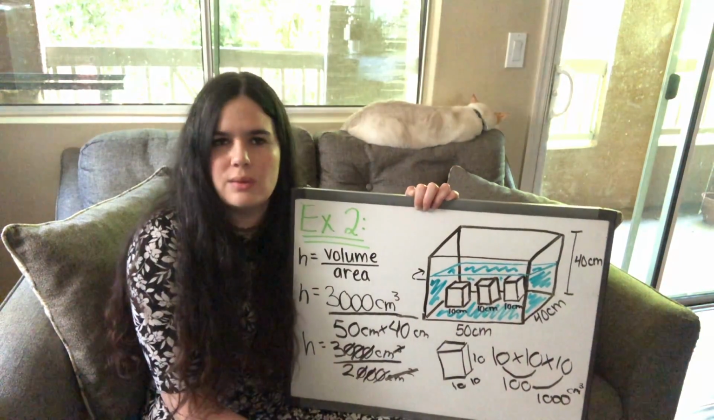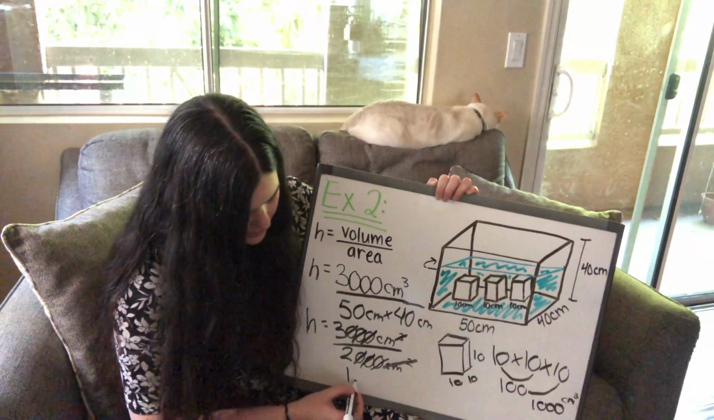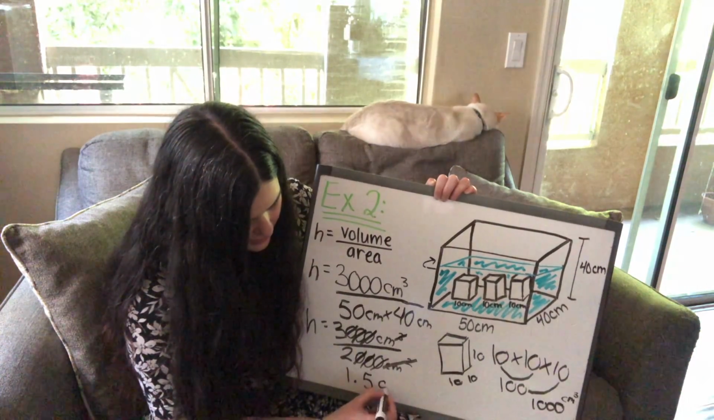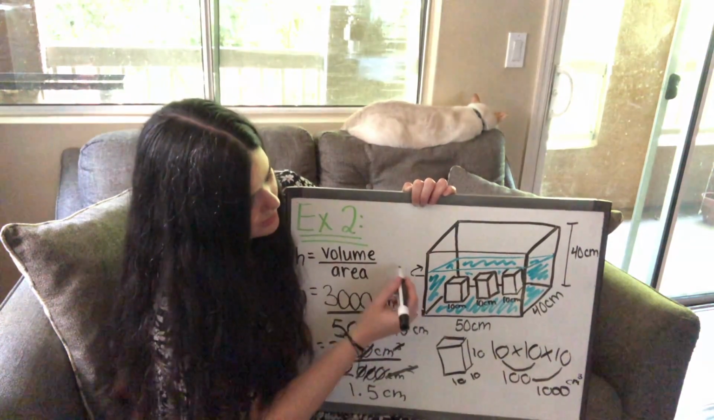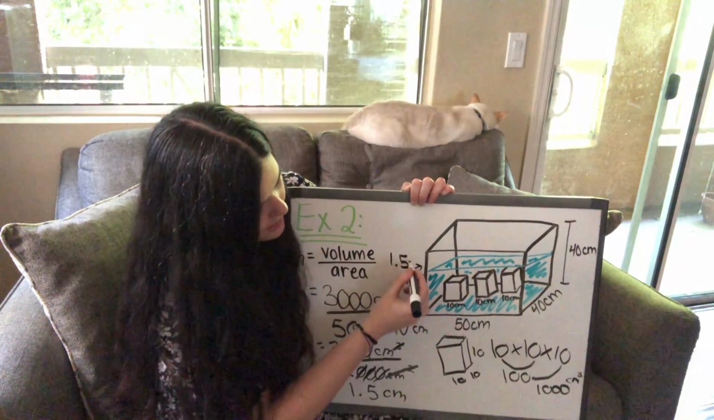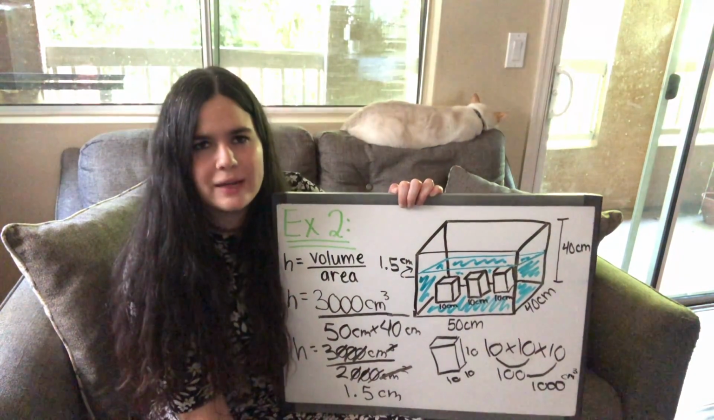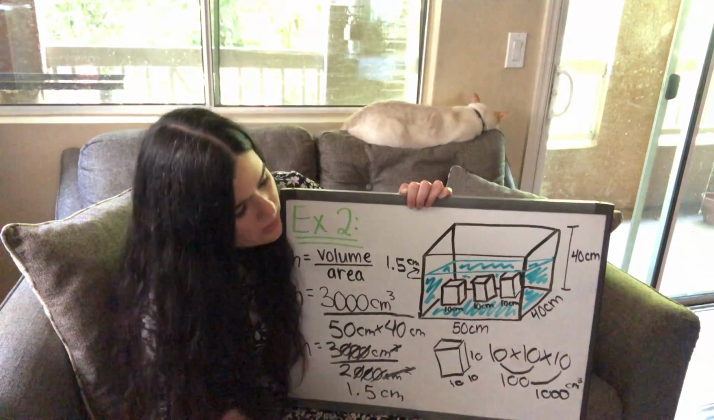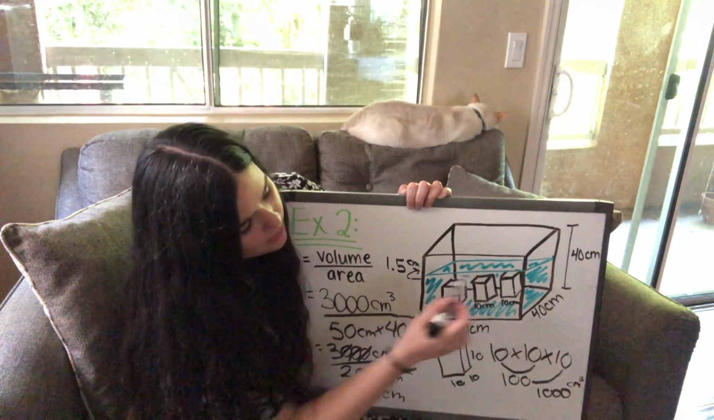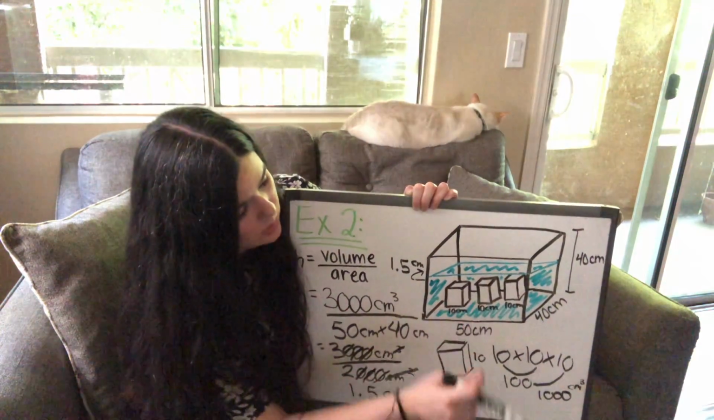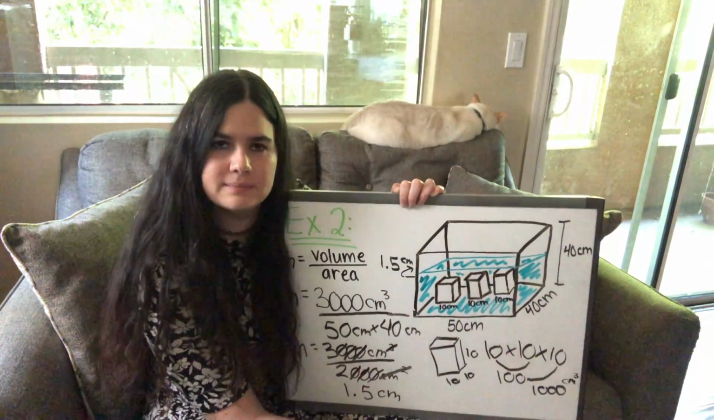How many centimeters is 3 over 2? We can simplify this to 1.5 centimeters. So we know the height of the water increased by 1.5 centimeters. But what was the water height originally? We know that the height of the entire container is 40 centimeters, and the problem originally said that our tank was half filled. So what would half of 40 centimeters be?